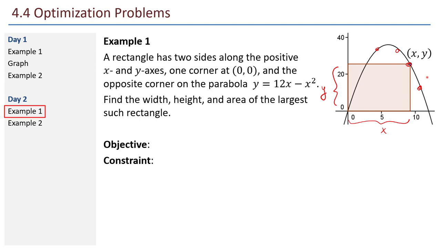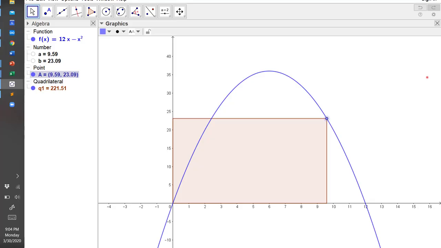I have a little animation that will show this. Here we go. So this is the program called GeoGebra. And when I move the point, different rectangles result. The rectangle might be very small. It might have a very small area. Then the area grows. And then the area shrinks. So we want to know where that point should be placed on the parabola that gives us the biggest possible area.